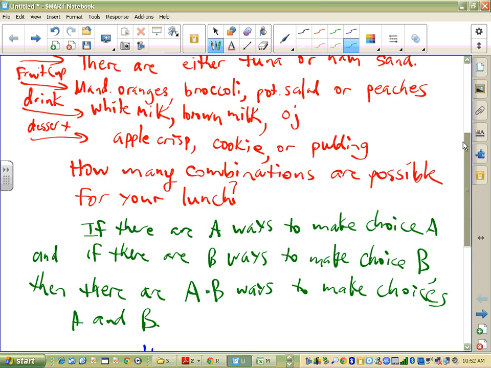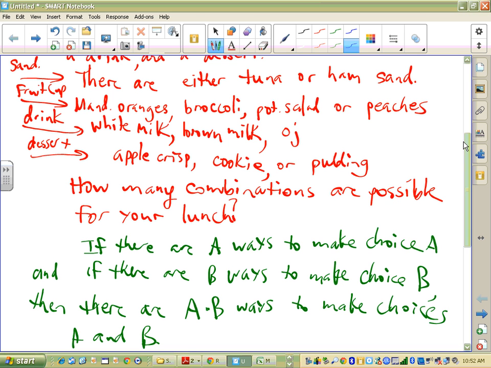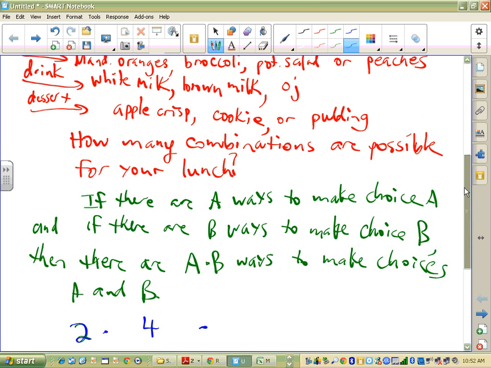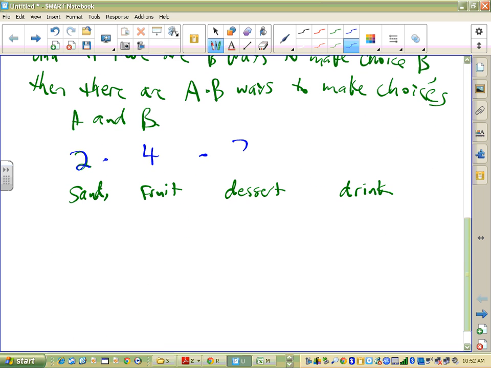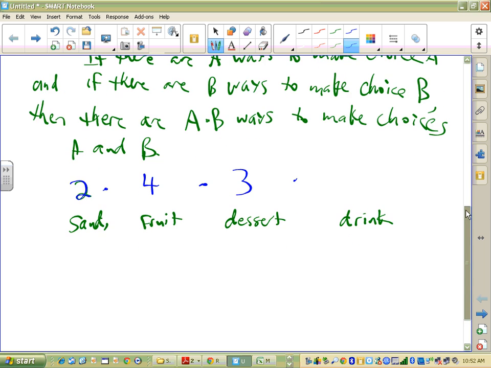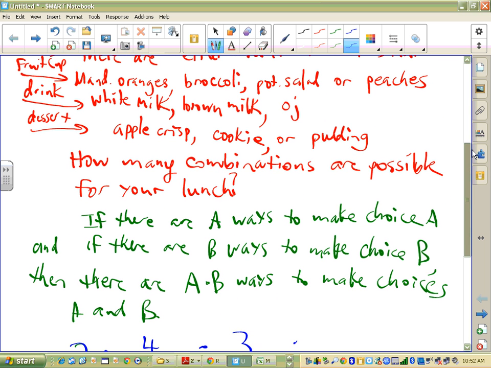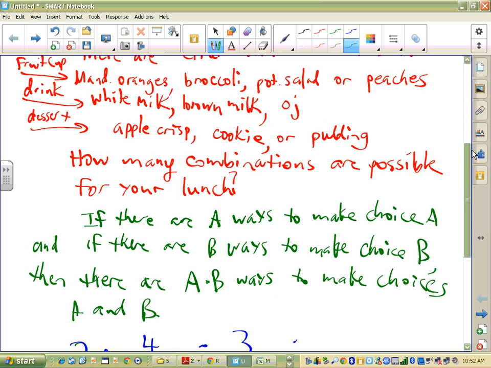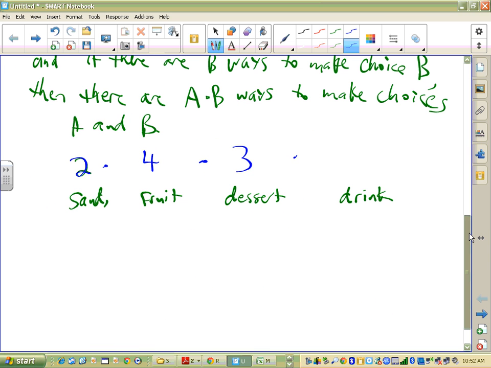Dessert, we could get either apple crisp, a cookie, or pudding. So how many there? 3. So we got 3 choices for dessert. And then for our drink, we said we got white milk and brown milk and OJ. So how many choices there? 3. And all we do is just multiply these.